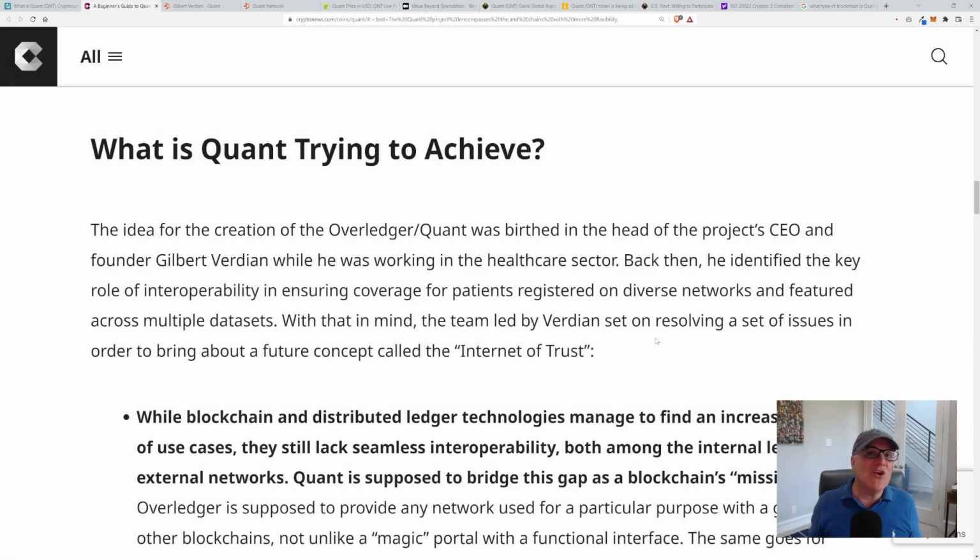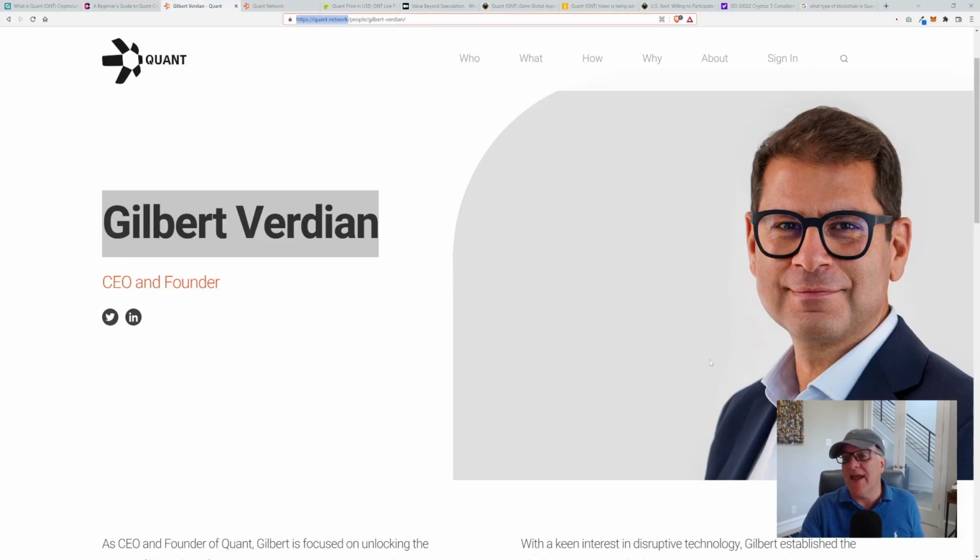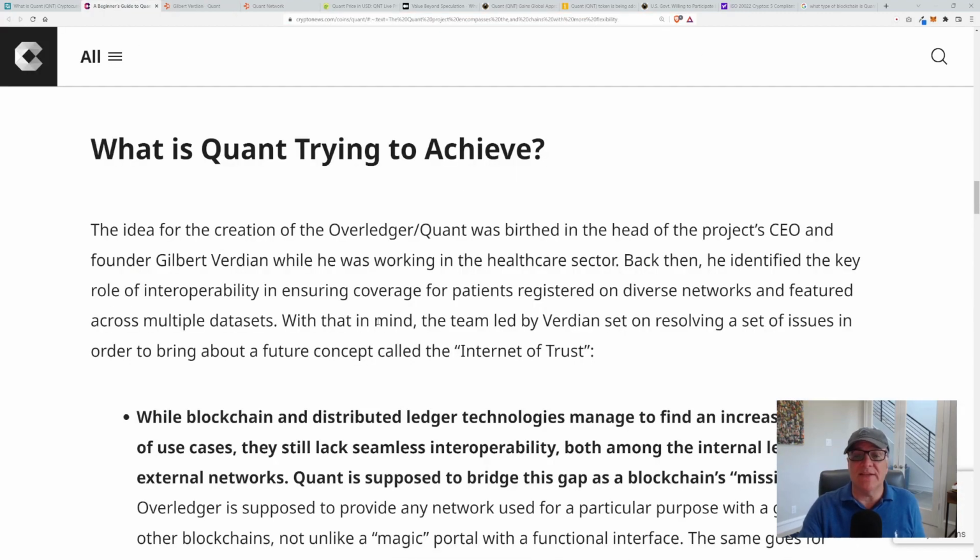All right, guys, so how did Quant come into being? Well, Quant was the brainchild of a guy named Gilbert Veridian, and this is Gilbert Veridian right here. And what Gilbert actually was doing at that time, he was working in the healthcare sector, saying that right here. And back then, he identified a key role of interoperability, ensuring coverage for patients registered on diverse networks and featured across multiple data sets. And so he sees this need where all this information needs to be coordinated so that they could resolve issues and problems. And he set out with a team of other guys to come up with a solution for that problem.